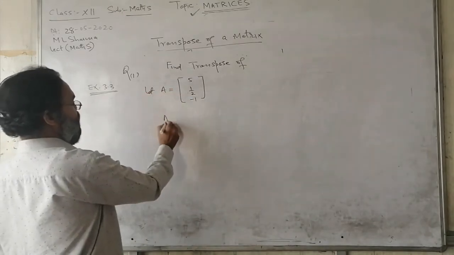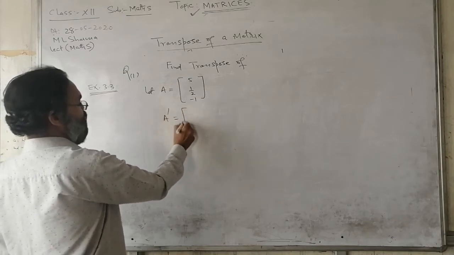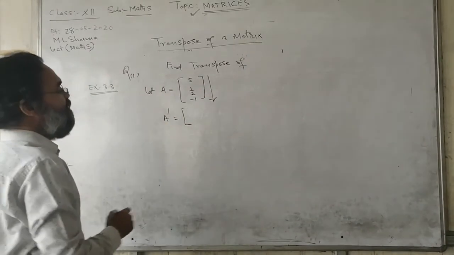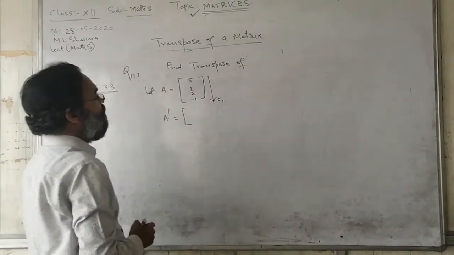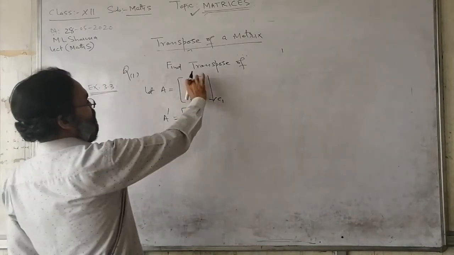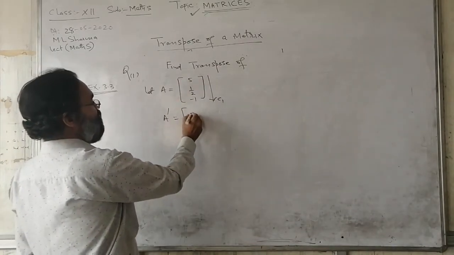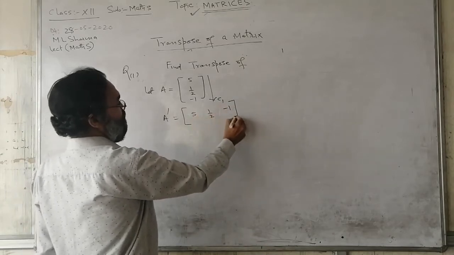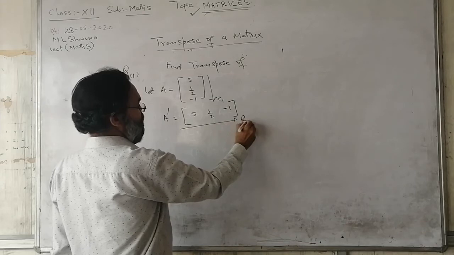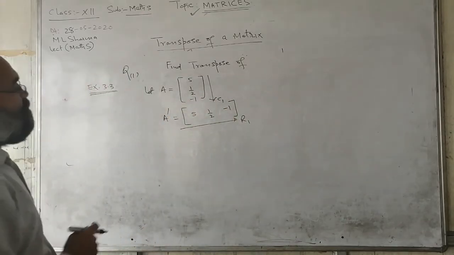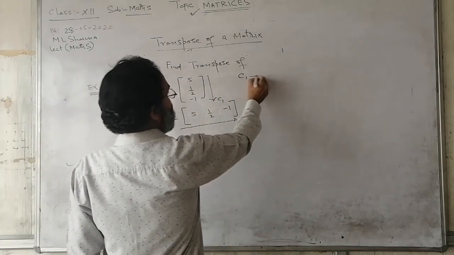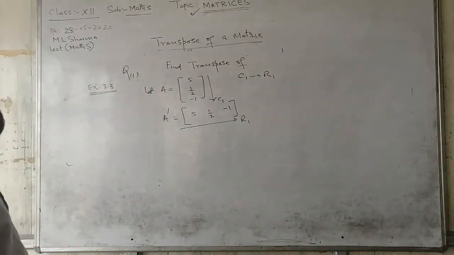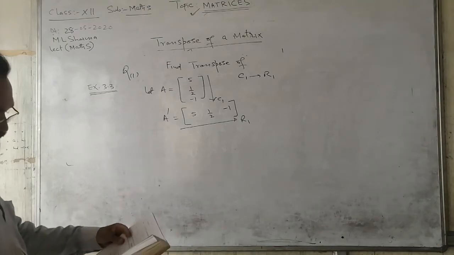Its transpose will be equal to, this is simply a column matrix, only one column, and this column is to be changed into a row. So 5, 1 by 2, minus 1. This is a matrix which is having only one row. So simply I have changed C1 into R1. So this is the value of the transpose of A.